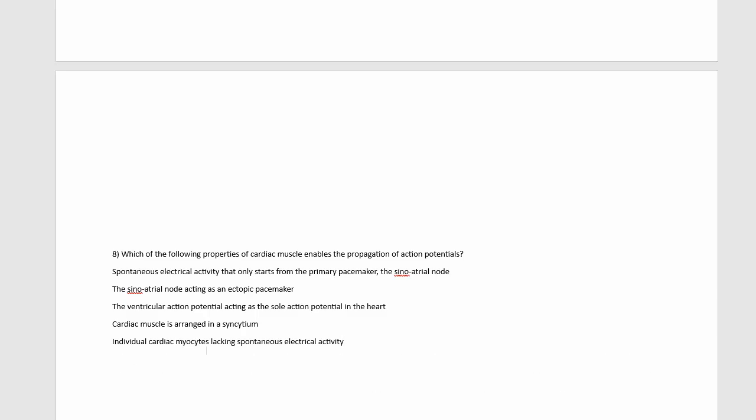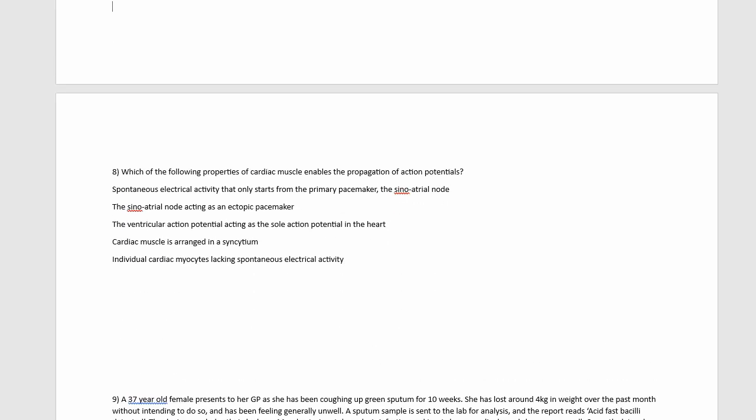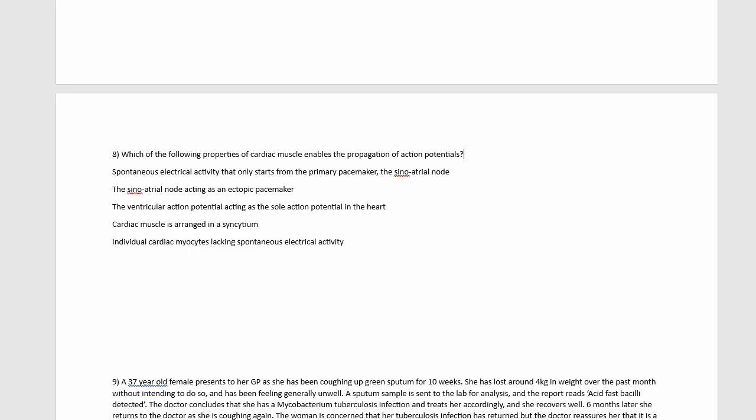Okay, so let's move swiftly onwards to question 8. Which of the following properties of cardiac muscle enables the propagation of action potentials? So is it the spontaneous electrical activity that only starts from the primary pacemaker, the sinoatrial node, the sinoatrial node acting as an ectopic pacemaker, the ventricular action potential acting as the sole action potential in the heart? Is it that the cardiac muscle is arranged in a syncytium, or individual cardiac myocytes lacking spontaneous electrical activity?